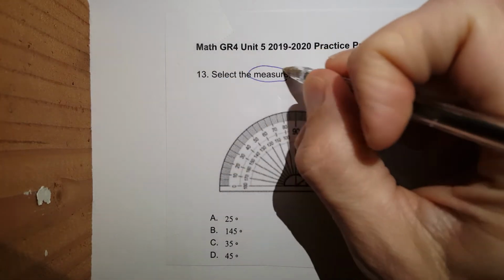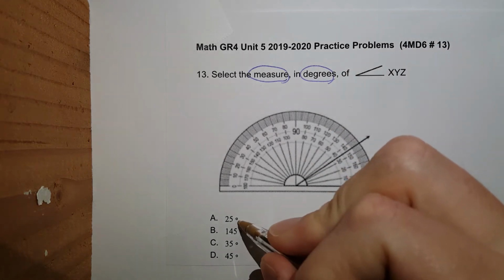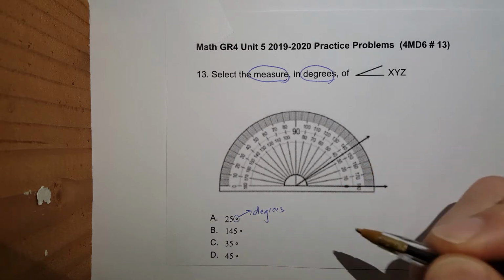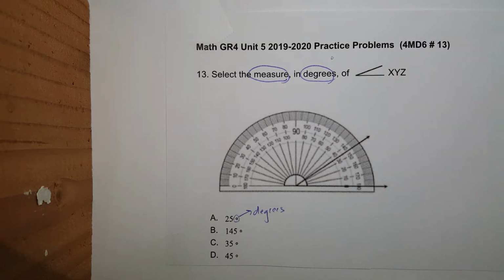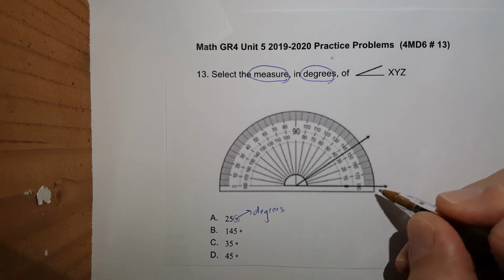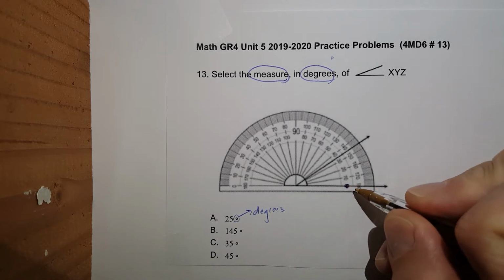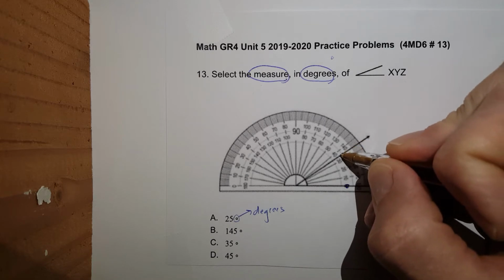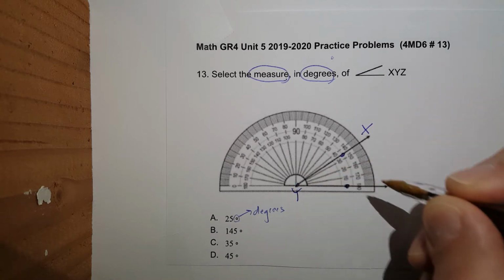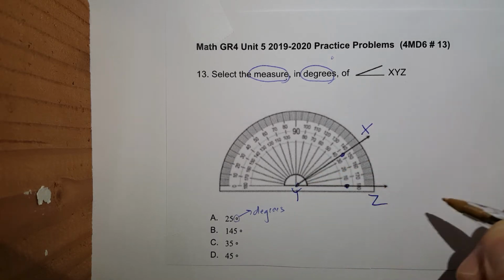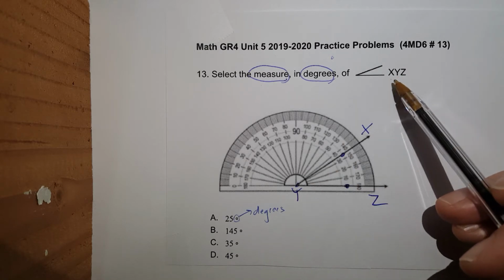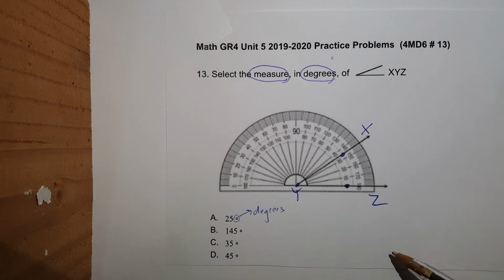Select the measure in degrees. Remember, this little thing means degrees, this little dot. So you go of angle XYZ. Now it's not labeled, so let's label it. This is X, Y, Z. Okay? So the Y is always in the middle of the angle, the outside letters on the outside. So make sure you label it.